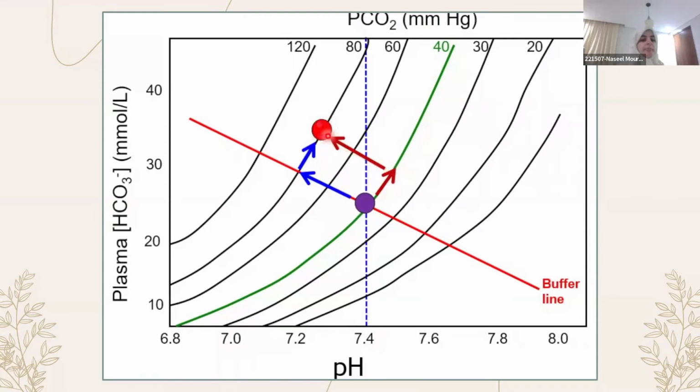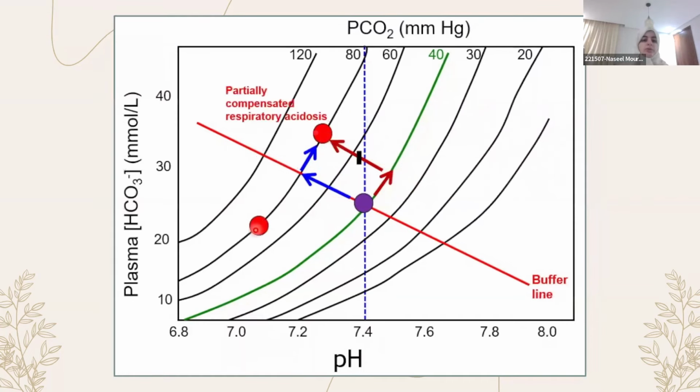to the red dot. Now, which of these ways do you think works? Okay? Or in other words, do the red arrows work? No, you cannot cross the dotted line. So this pathway does not work. So the only one that works is the other way. So you are having a partially compensated respiratory acidosis.